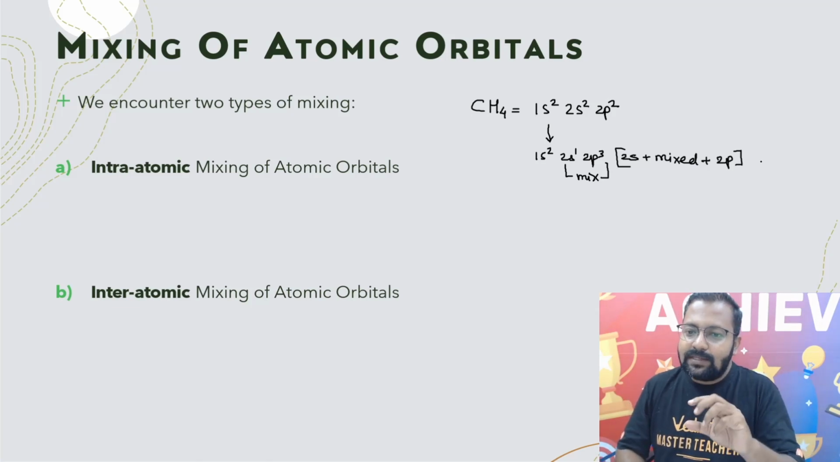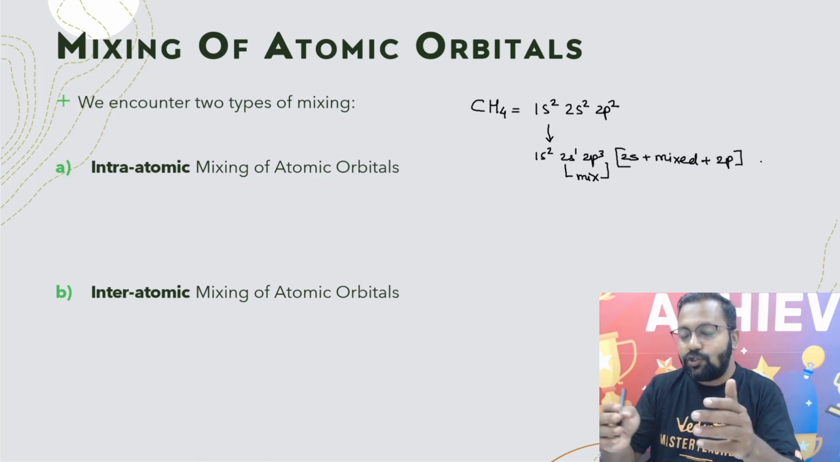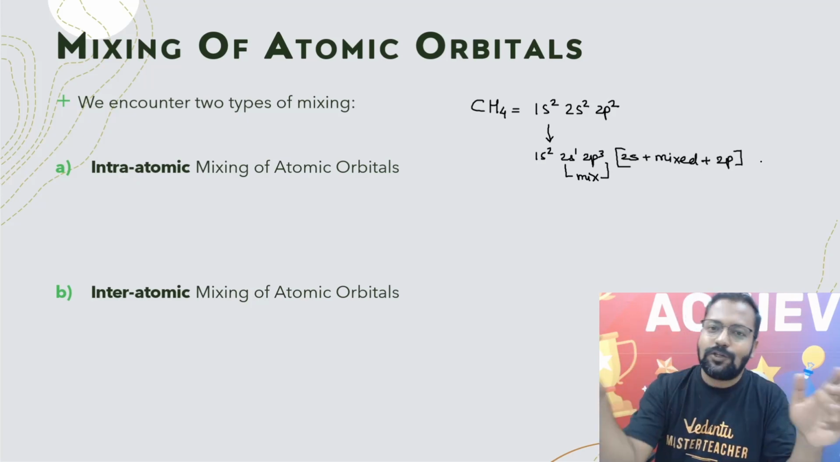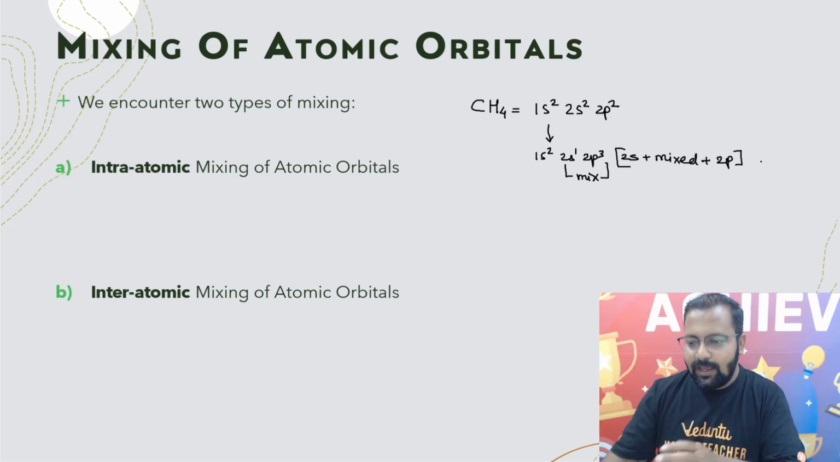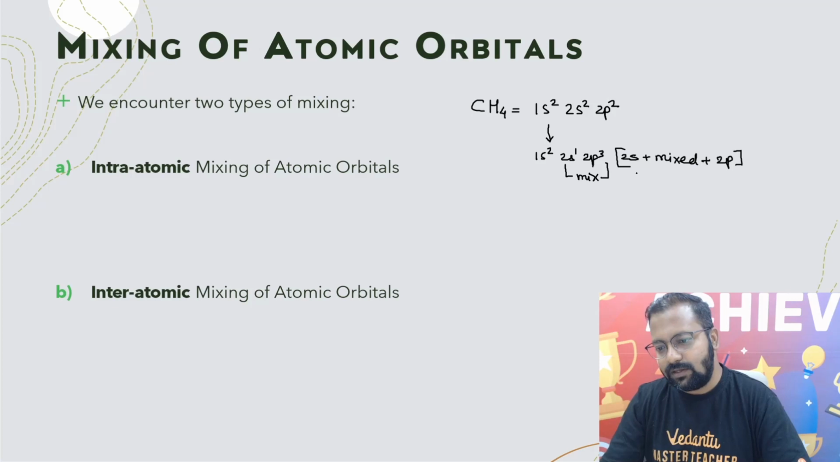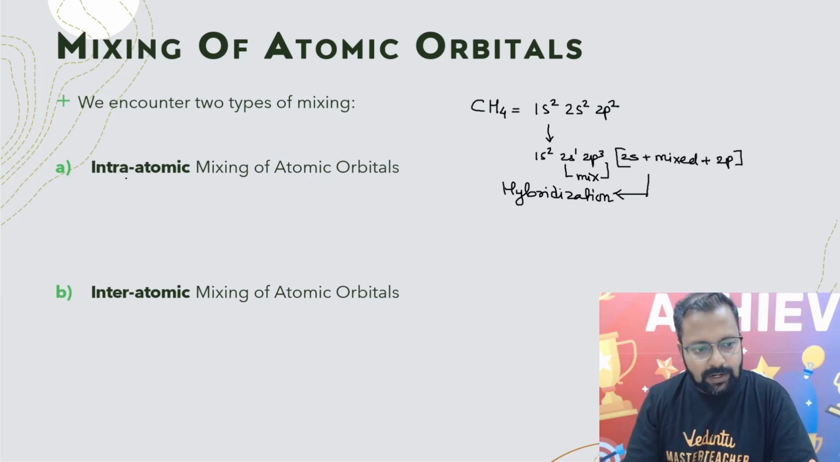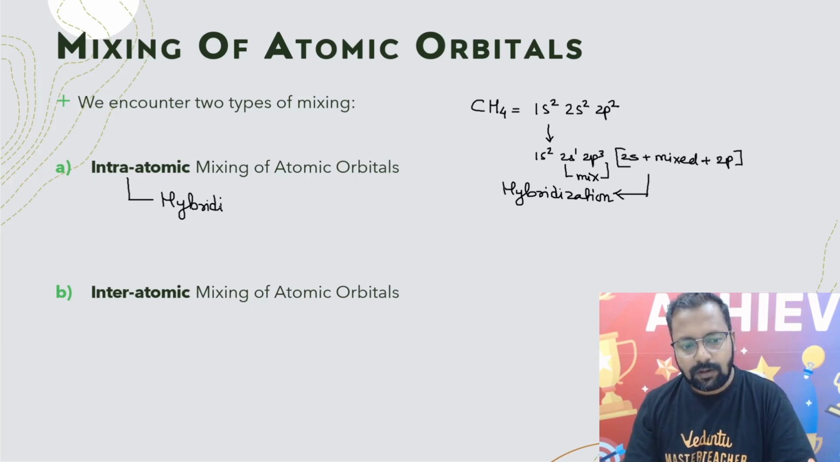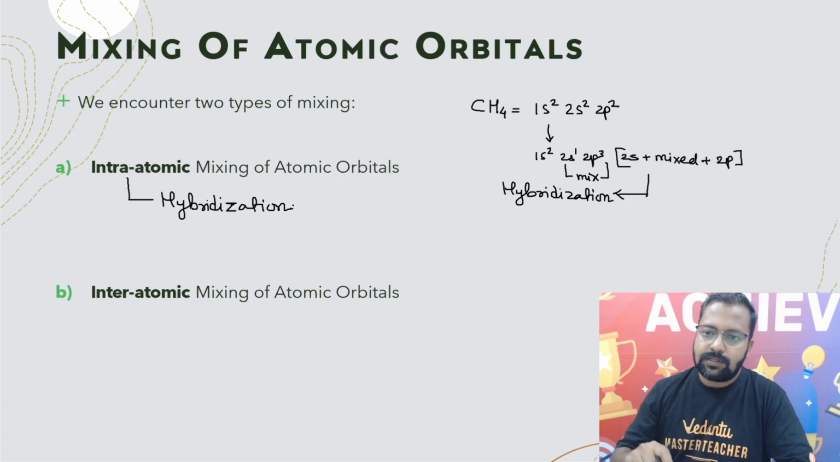This is known as intra-atomic mixing. ये जो मिक्सिंग हो रही है, इसमें हाइड्रोजन का कोई involvement नहीं है. इस मिक्सिंग को हम hybridization बोलते हैं. This mixing is called hybridization. So intra-atomic mixing of atomic orbitals is known as hybridization. Okay, you already know this.